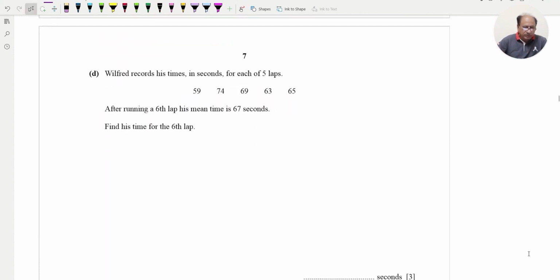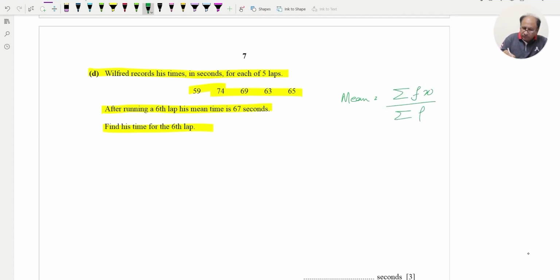Now D part says Wilfred records his times in seconds for each of 5 laps. So these are the times. After running 6 laps, his mean time is 67 seconds. Find his time for the 6th lap. So the formula is mean is equal to sigma fx over sigma f. This is the formula which we will be using, and these are 5 laps, so we can take the 6th lap as x. So what will the mean be?